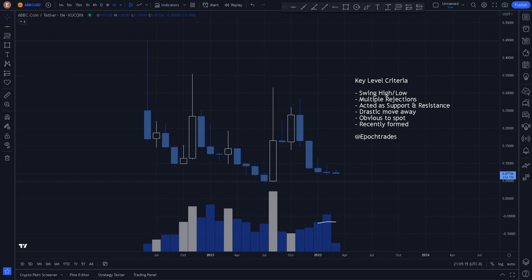Today we're going to be covering key levels on the monthly and weekly time frame for ABBC coin. Now, as always, our key level criteria: we look for swing highs and swing lows, multiple rejections acted as support and resistance, drastic moves away, obvious to spot, and recently formed. So, let's go ahead and hop right in.